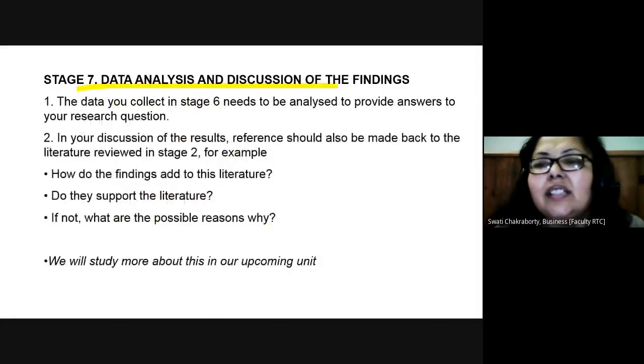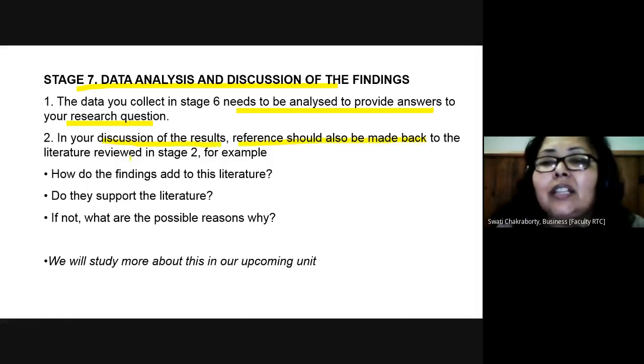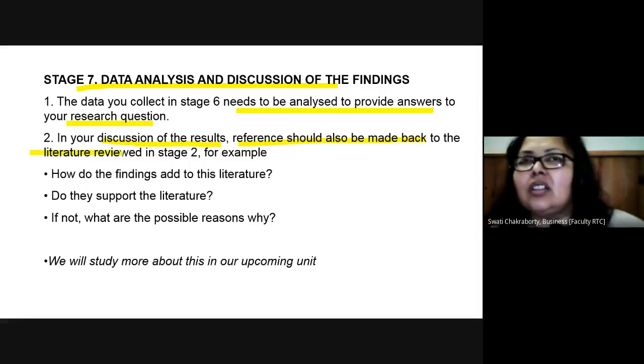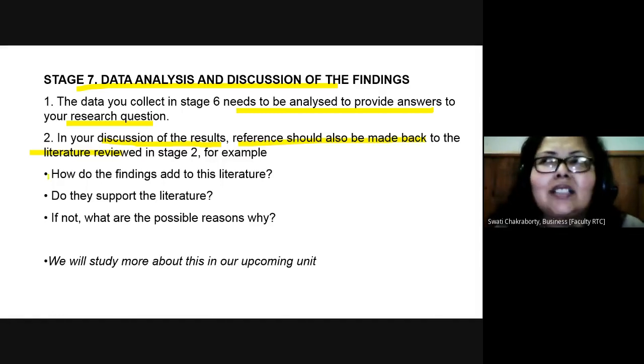Okay. Seventh stage is data analysis and discussion of the findings. Now, after the data is collected, it needs to be analyzed for providing answers to the research question. So when we start doing the analysis and finding the results, reference should be made back to the literature review, right? You have to give your references. From certain data sources we got this, and which helps us in interpretation, right? So you have to back your analysis with proper sources.